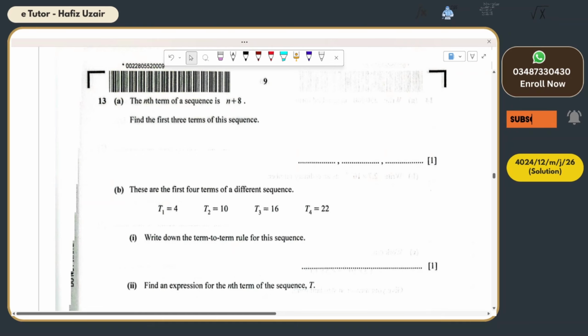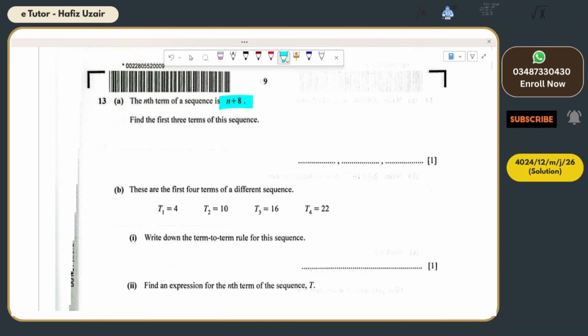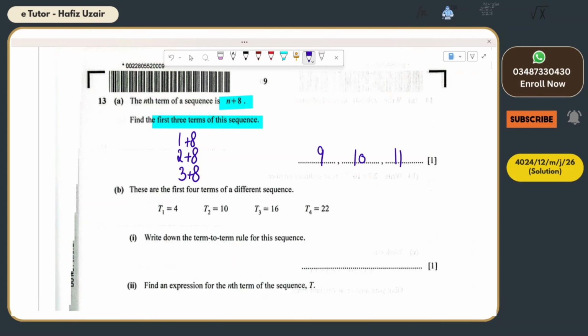So now let's move to the next question, question number 13. The nth term of a sequence is n plus 8. Find the first three terms. So you need to put 1, 2, and 3 in place of n, to find the first three terms. So 1 plus 8, 2 plus 8, and then 3 plus 8. That will produce 9, 10, and then 11.